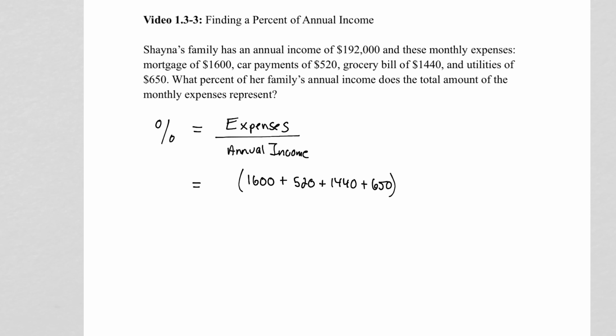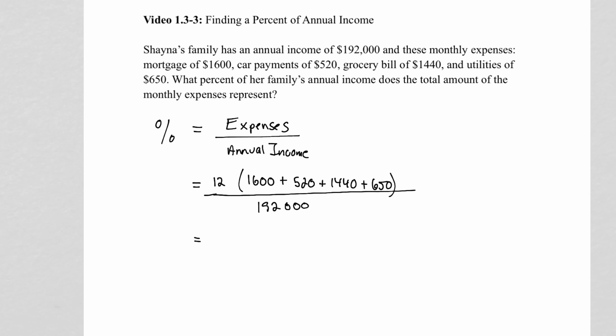And that's for 1 month, but because we were given her annual income, we need to look at her annual expenses. So we are going to have to multiply that times 12 in order to get her annual expenses. And that is going to be the ratio to her annual income, which was $192,000.